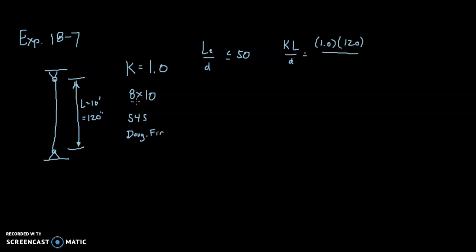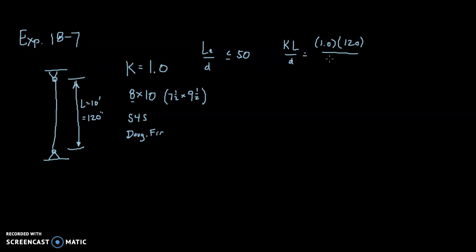How about D? Although it says 8 by 10, an 8 by 10 is not really 8 by 10. We should look up in appendix E, where we can see the dressed sizes of our columns, which are the actual sizes, not the nominal sizes. So an 8 by 10 is actually 7.5 by 9.5, at least according to our textbook.